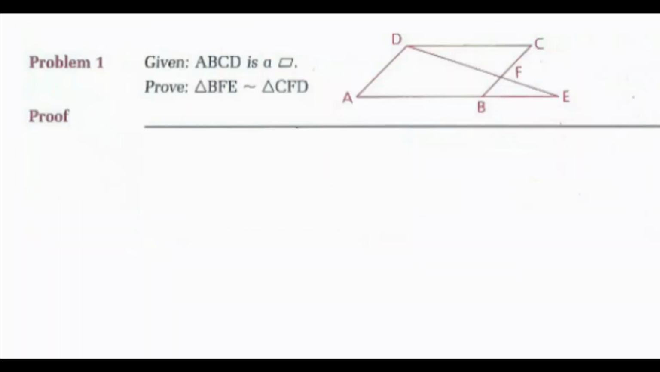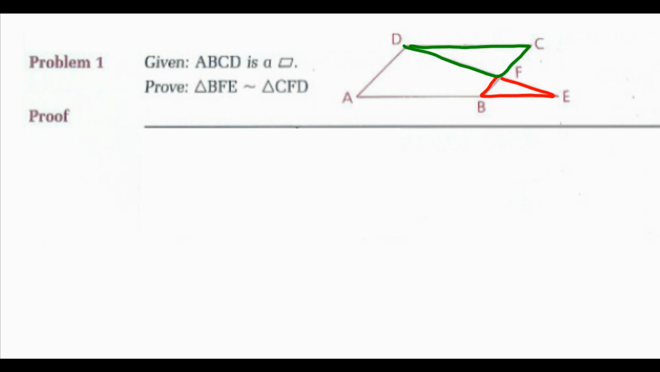Now looking at our sample problems, given ABCD is a parallelogram, I want to prove that triangle BFE is similar to triangle CFD. So this triangle here is similar to this triangle here. Now we just learned our three theorems about similarity. We have AA similarity, we have side, side, side similarity, and we have side, angle, side similarity. So if I can show one of these three ways, then these triangles would be similar.